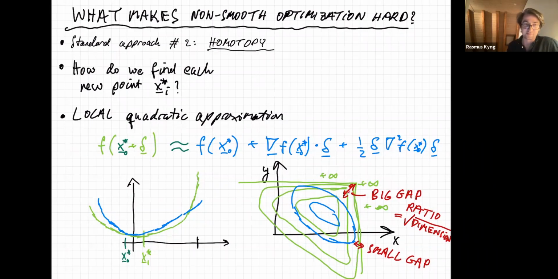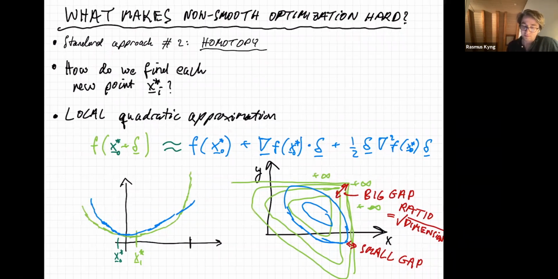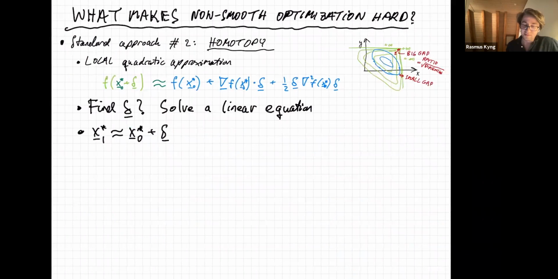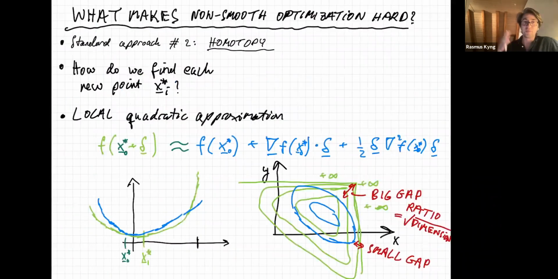Between how close it gets in the direction of many constraints versus one constraint. And this ends up governing how many iterations you need. Basically, you need square root dimension iterations precisely because your ellipsoids don't fit your squares very well.